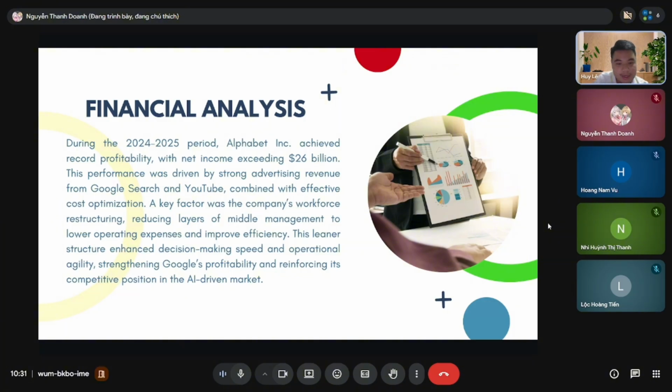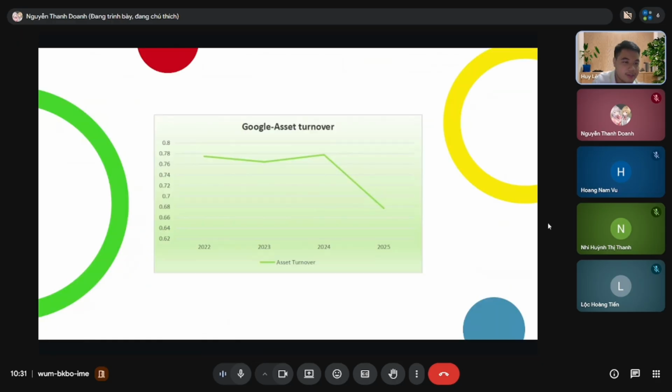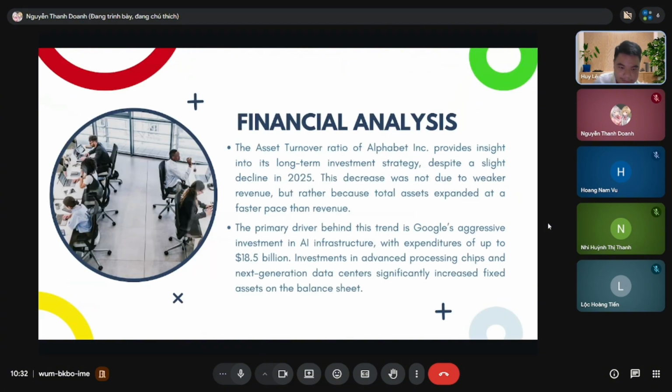Next up, another table. This one is green, and this is a very strange trend for Google. Here we have the asset turnover, and unlike the previous two, this one has a tendency to go down in the 2024 to 2025 years. And what does that mean? Well, let's analyze a little bit more.